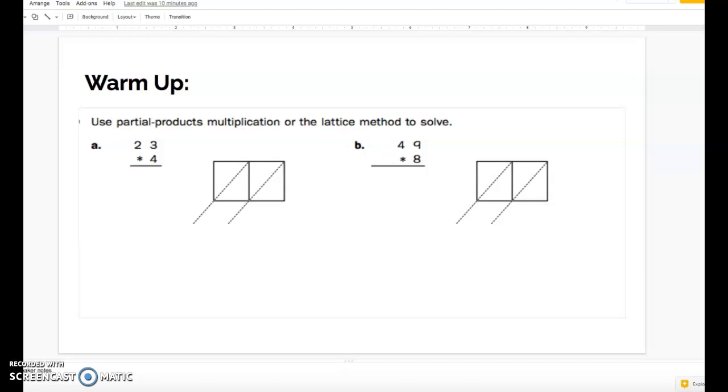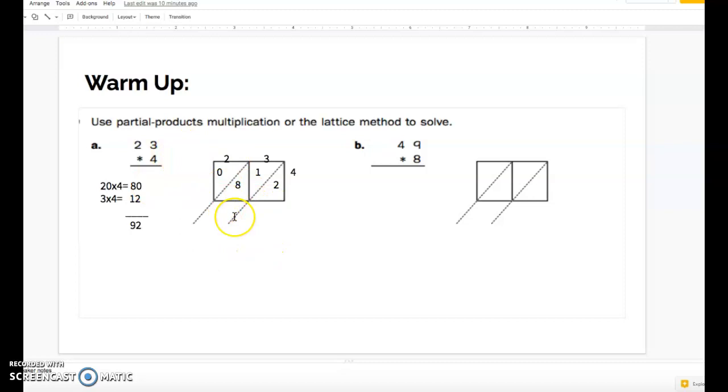Welcome back. So let's go over this first problem together. 23 times 4. If I was to solve this using partial products, I would have broken it up by its parts. 20 times 4 and 3 times 4. And when I do that, I can put that together to get 92.